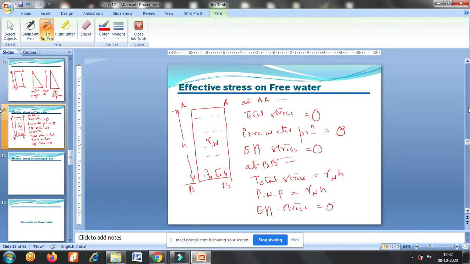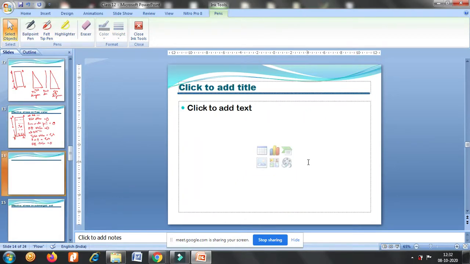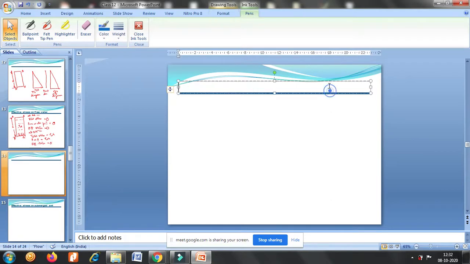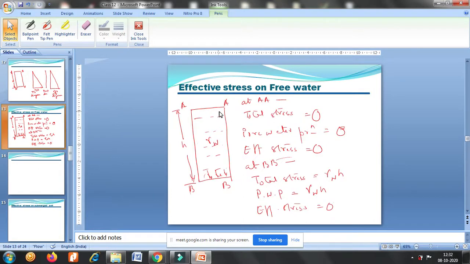Why? Because there is no soil present, only water is present. So from that one we can find out. And if we draw the diagram, no, there is no water. AA is the top point, no? The second one I have given the AA at the top. So at the top, at AA, there is no water above that one. This is the water surface. So there is no water above it, so the stress is 0. Can you understand?